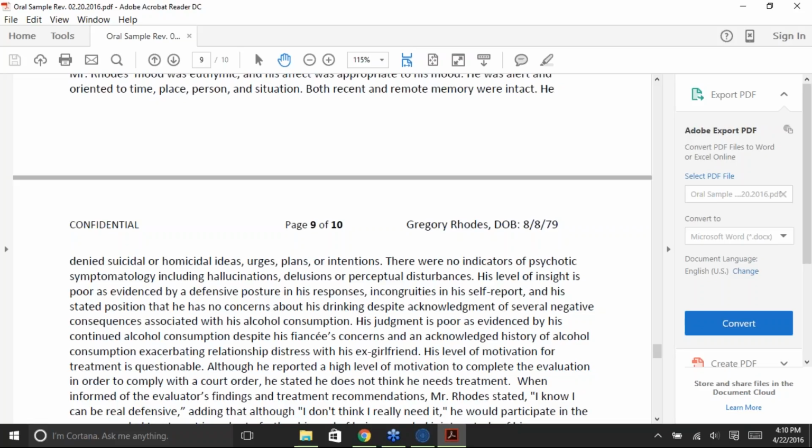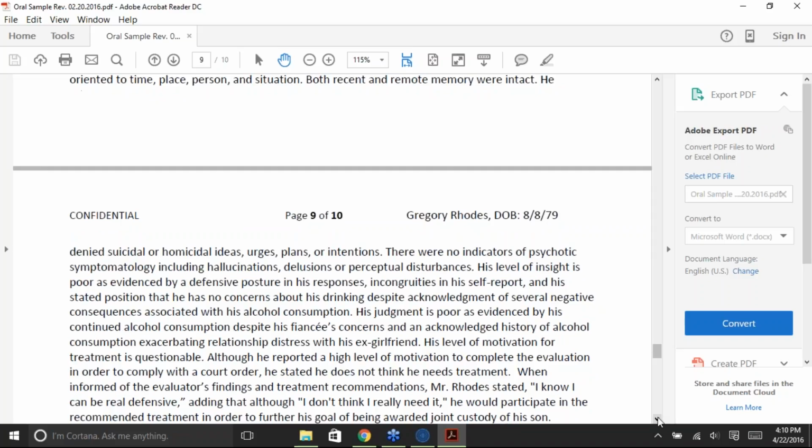Incongruities in his self-report. There are multiple contradictions where he's minimizing things. And his stated position that he has no concerns about his drinking despite acknowledgement of several negative consequences associated with his alcohol consumption. For example, the ulcers and he continued to drink, the relationship problems and he continued to drink, and so on. His judgment is poor as evidenced by his continued alcohol consumption despite his fiancée. So here I'm saying his judgment's also poor because he's choosing behaviors that are maladaptive.